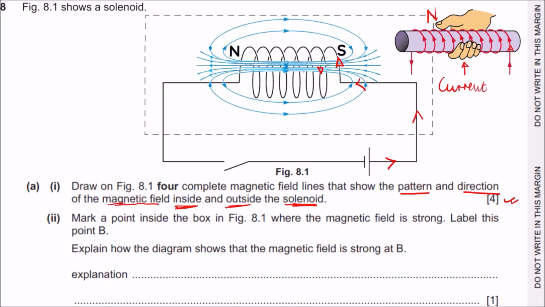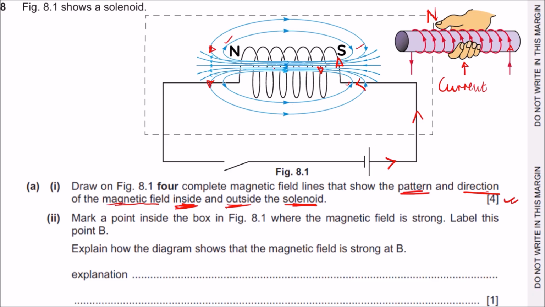The field lines are expected to come out of the north and enter in through the south, like this. They come out of the north and they enter in through the south, like this. Now the question says inside and outside, the pattern and direction.